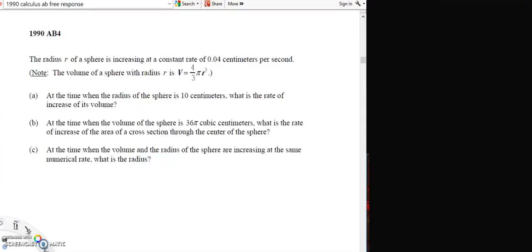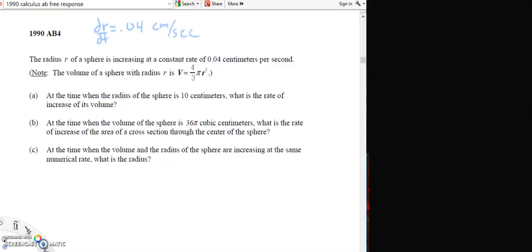Okay, so in this video we're going to solve the 1990 Calculus AB Question number 4, it's a related rates question. So it says the radius r of a sphere is increasing at a constant rate of 0.04 centimeters per second. So right now let's label that. dr over dt is going to equal 0.04 cm per second.